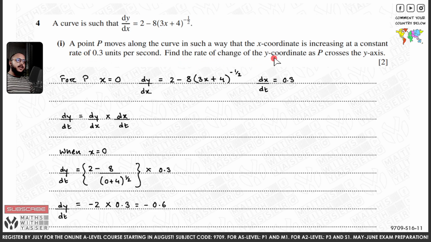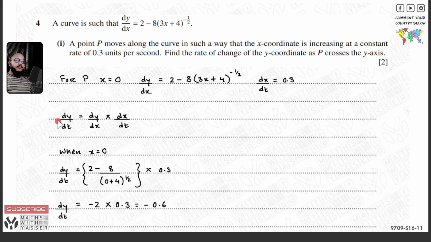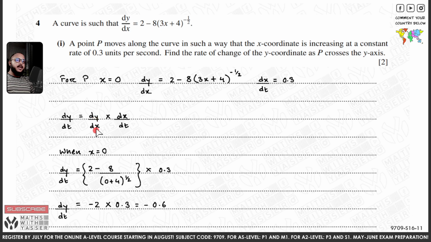We need to find the rate of change of y. That means we need to find dy by dt as P crosses the y-axis. Since it will be crossing the y-axis, x must be 0. So they have provided the value of x indirectly. They are stating that P crosses the y-axis, and we know that on the y-axis x is 0. And dy by dx is this equation, and dx by dt is 0.3. In order to find dy by dt, we need to use the chain rule. So the chain rule would be dy by dx times dx by dt.